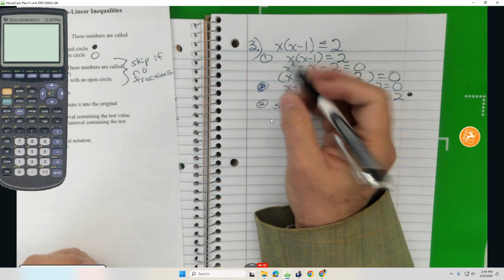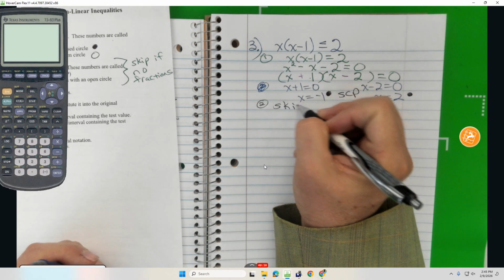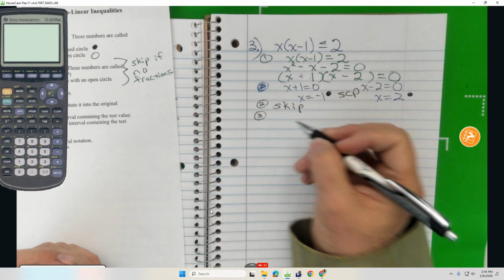Step number 2, what will we do? Skip it because there's no fractions. You'll know the ones that have fractions, okay? Step number 3, we draw a number line.